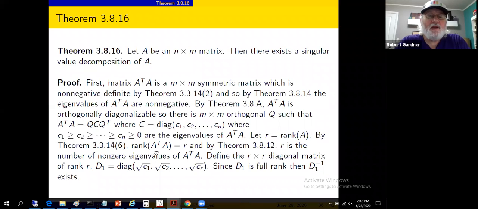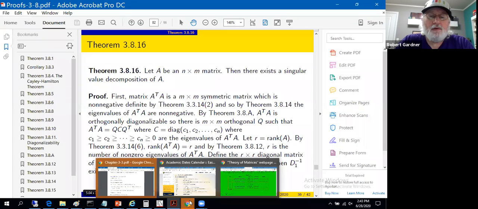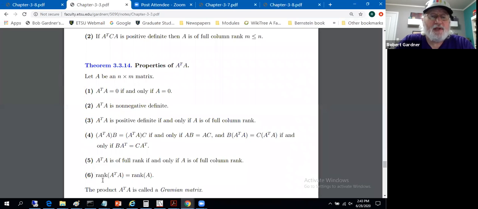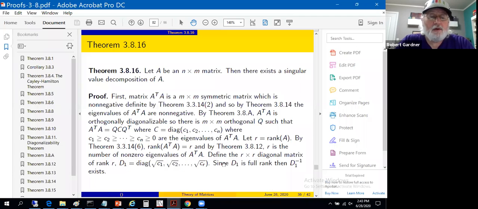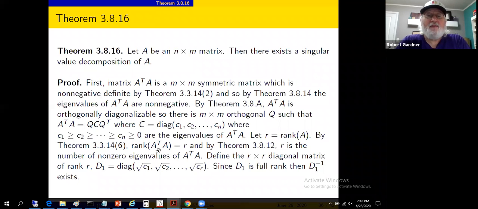We know the rank of A transpose A is the same as the rank of A. That was Theorem 3.3.14, part 6. Just to ease your restless mind, let's check on that one. Part 6 says, yes, the rank of A transpose A equals the rank of A, and we've just denoted it with an r. By Theorem 3.8.12, r is the number of non-zero eigenvalues of A transpose A.